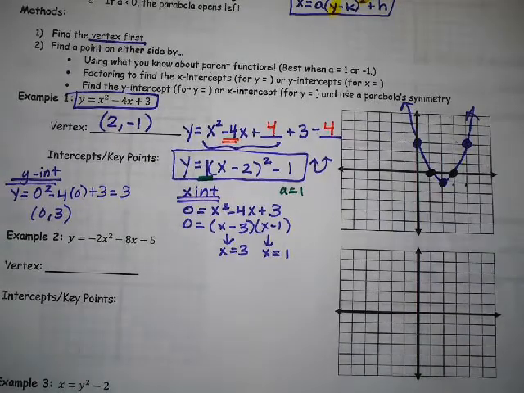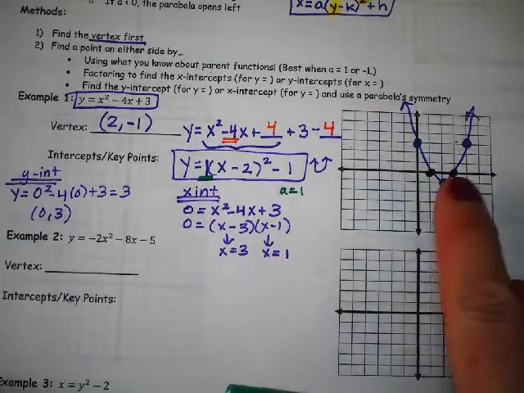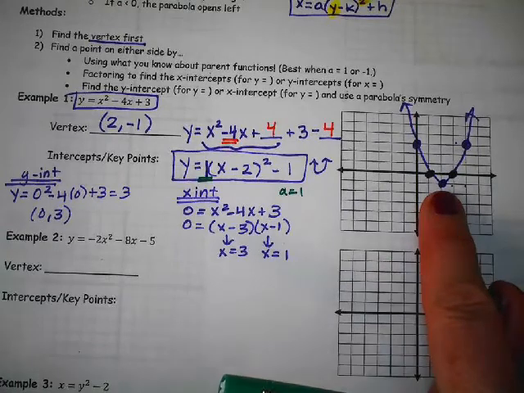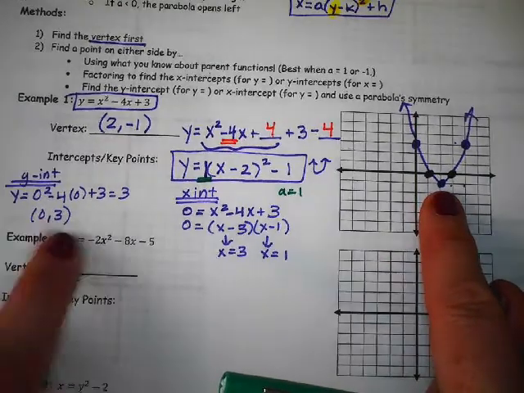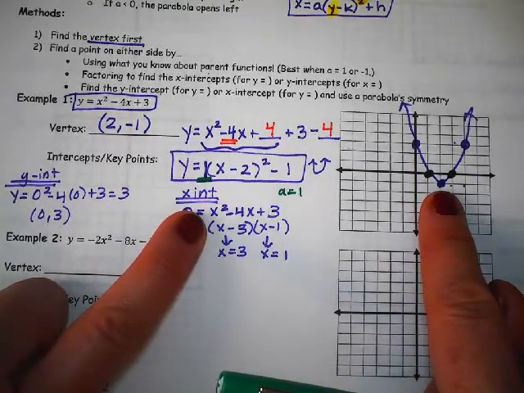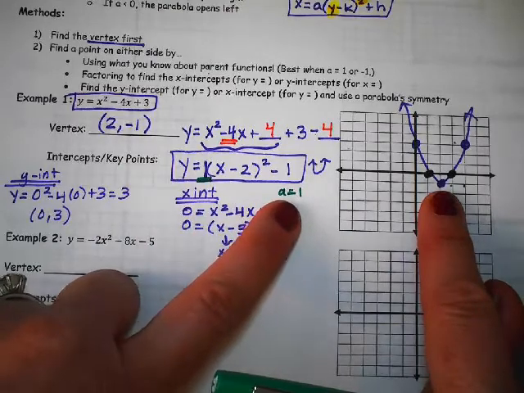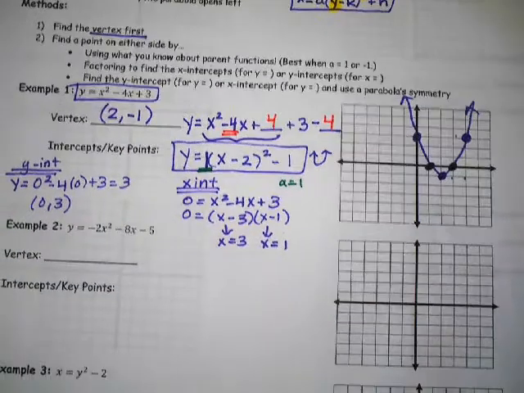So again, to graph a parabola, we find our vertex. After the vertex, you can either use your y-intercept to help you, your x-intercepts to help you, or use the a value to help you. Let's jump down and look at example number 2.